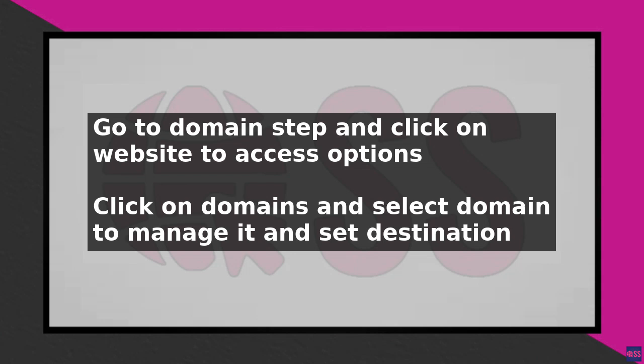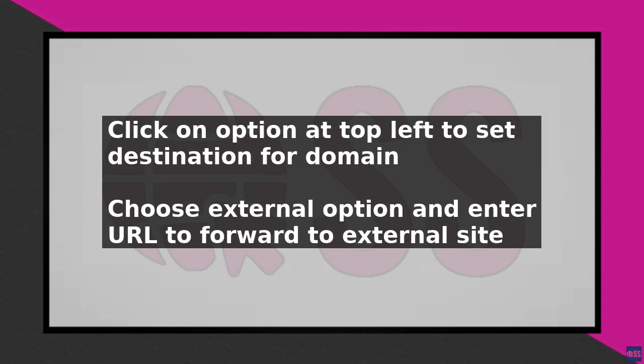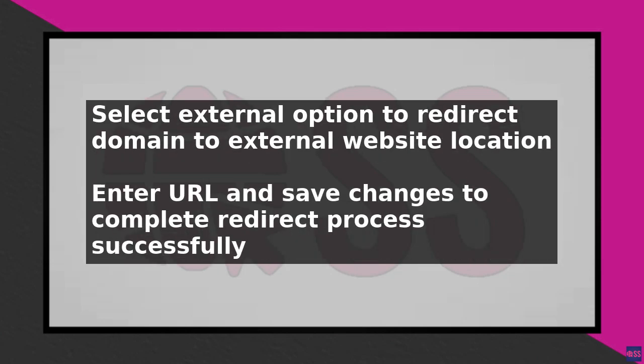To proceed with redirecting an external site, you'll need to have a domain. Begin by going to the Domain step, which is the first step, and click on Website to access the options for editing your site: Domains, SEO, Submissions, and Site Preferences. From there, click on Domains and select your domain to manage it.